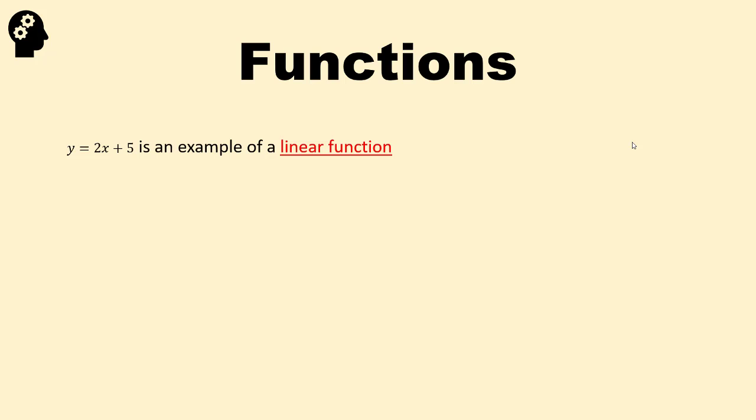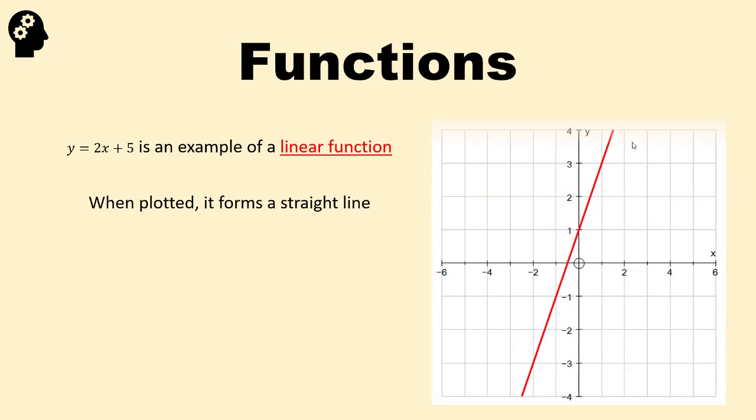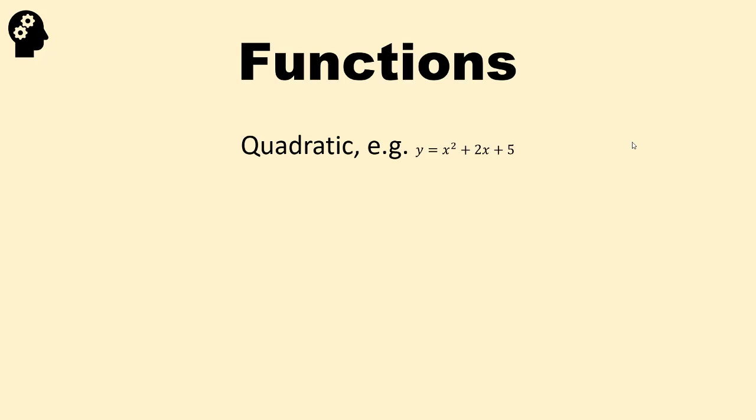Now if you plot this function on a graph, y equals 2x plus 5, we'll have a straight line. And it's a linear function. Now quadratic functions come in this form. For example, y equals x squared plus 2x plus 5. They always have a square on it. Cubic graph, y equals x cubed minus 2x squared plus 5x minus 6. That's an example of a cubic graph.